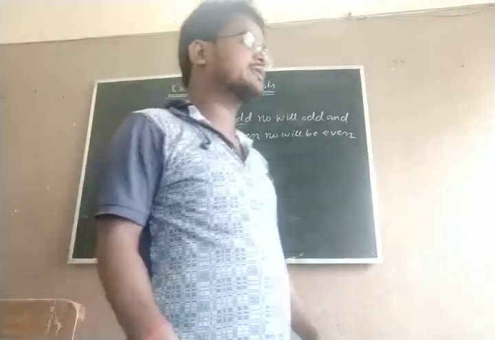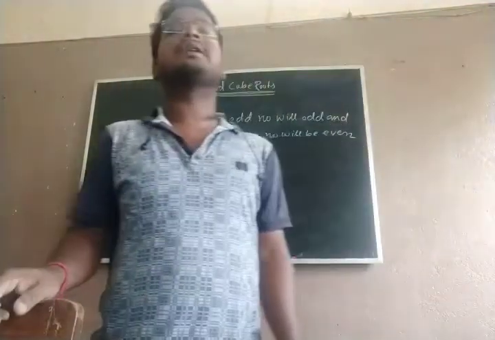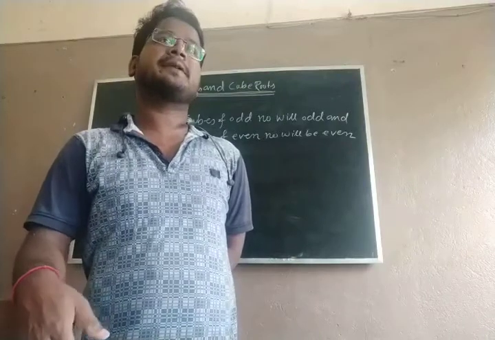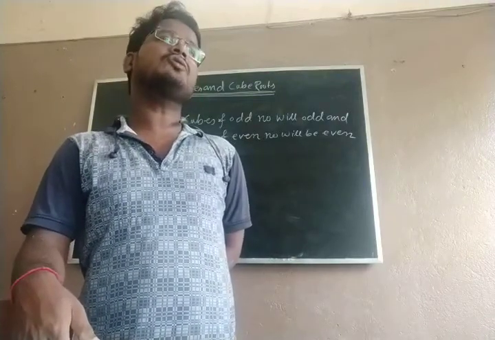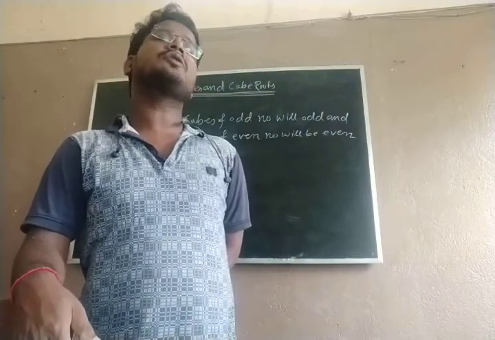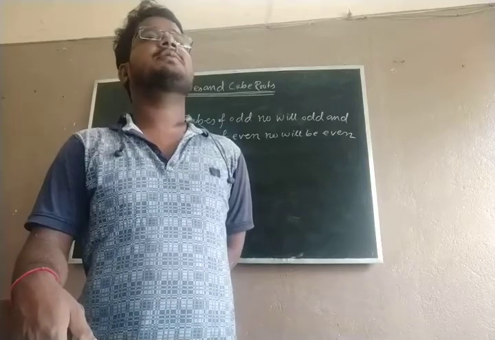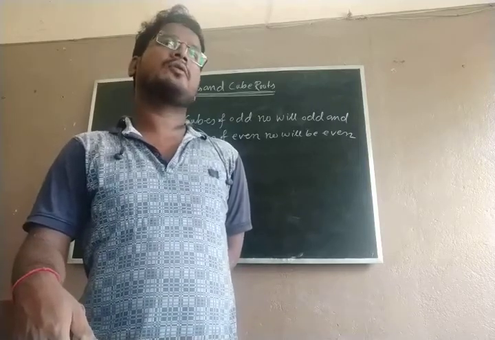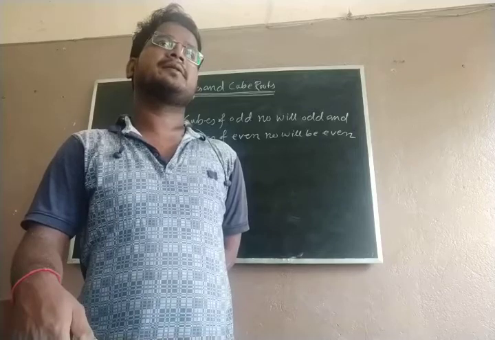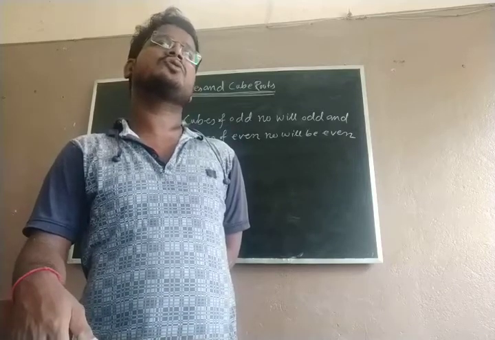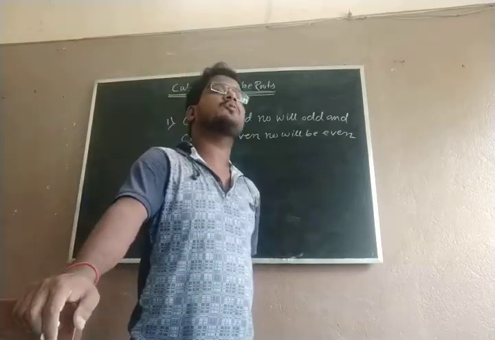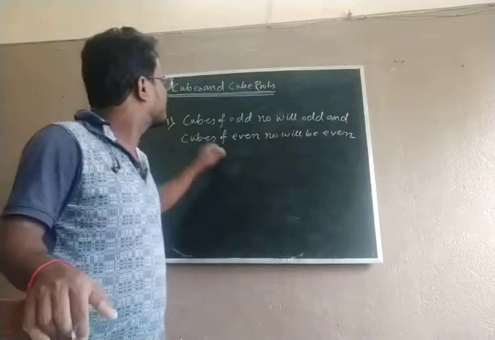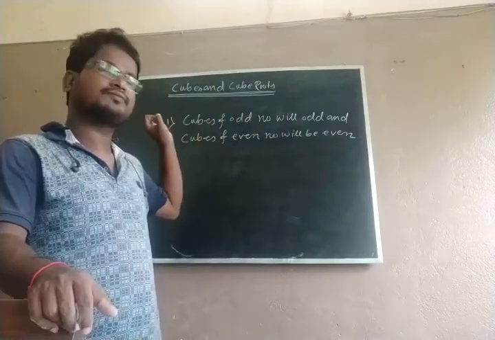You can choose any number. Suppose I choose 3. Is this odd or even? Its cube equals 27. It is odd. In the same way, I choose 4. Is it odd or even? Its cube equals 64. It is even. So my first property is true.